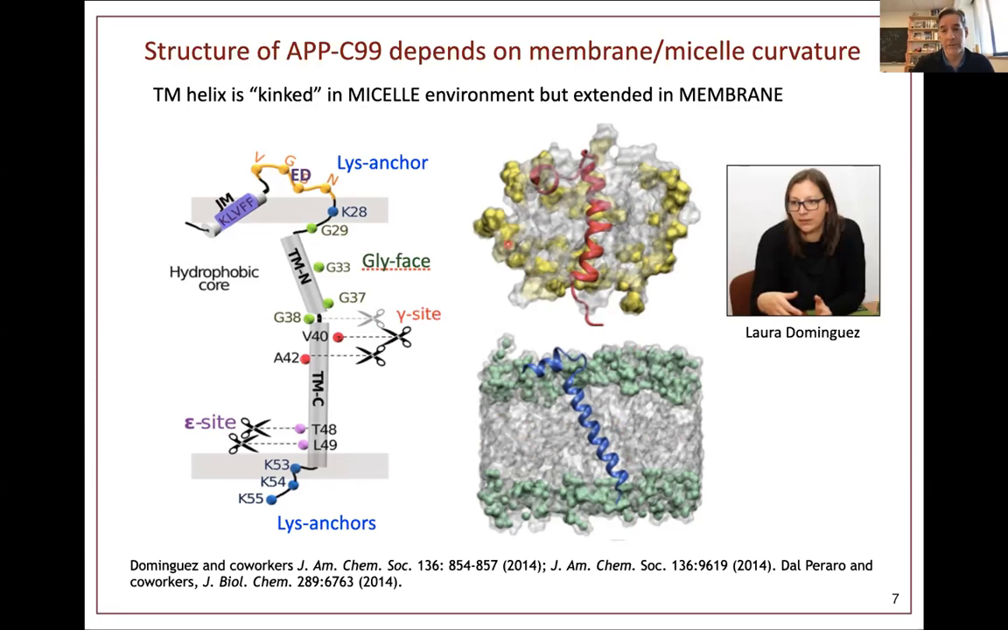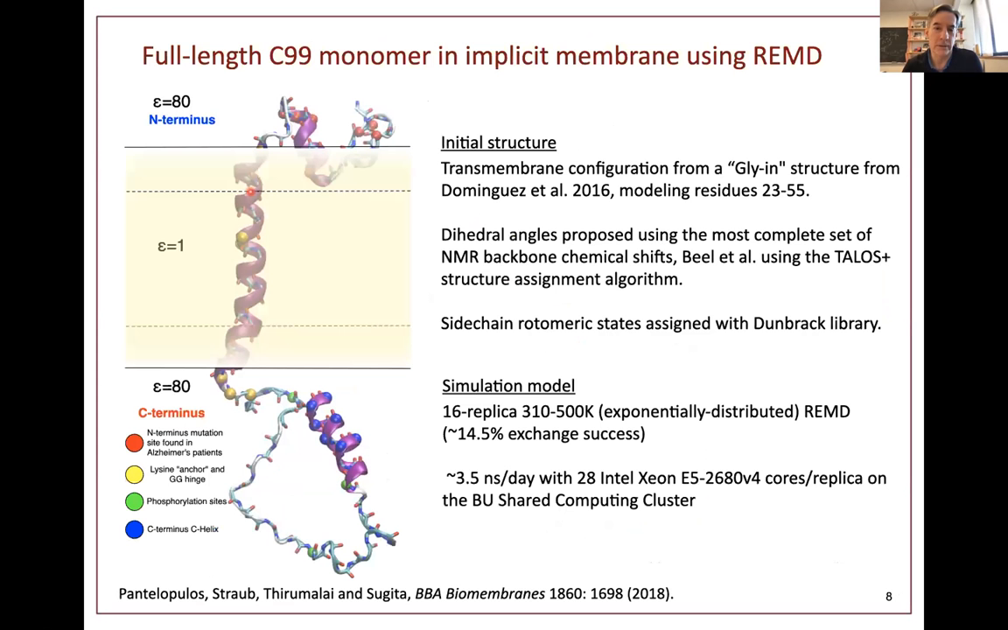One is that there can be significant differences in both the monomeric form of APP and the dimer, whether you're in micelle or membrane, suggesting an important role for simulation in refining NMR structures that originate in micelle, but also in characterizing the structure of the transmembrane region and the importance of this short N helix that is found in the juxtamembrane region. I'll refer to it a bit more in a few moments.